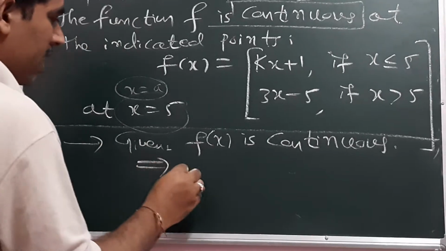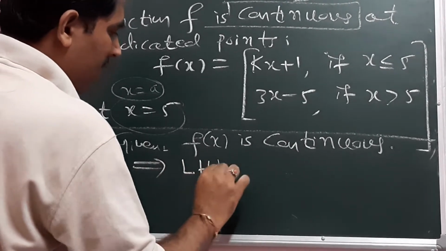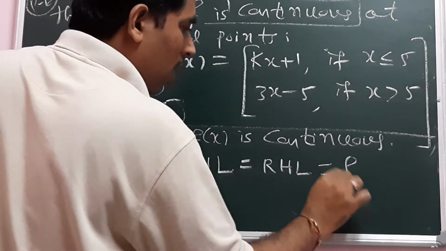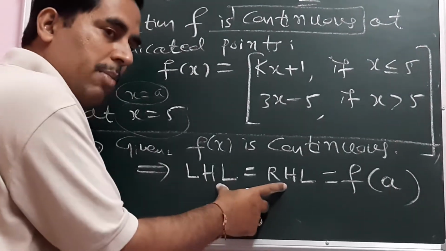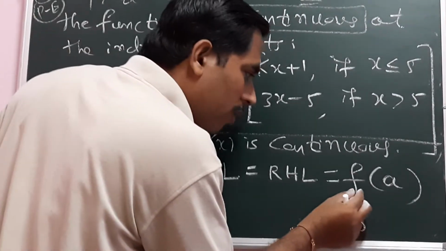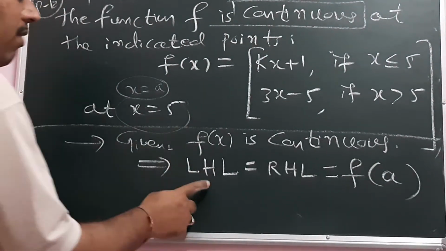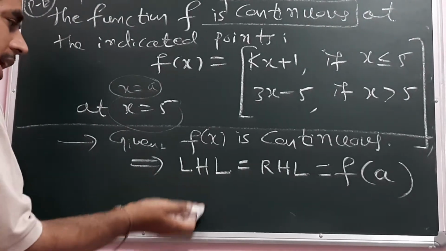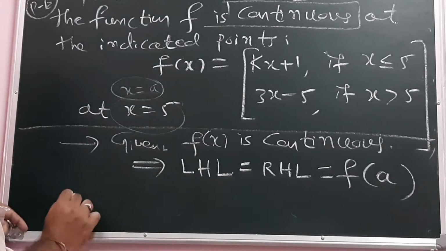So continuous means, what is the definition here? Continuous means, according to the definition of continuity, left hand limit is equal to right hand limit. That means the limit should exist and both should be equal to the value of the function at the given point. Okay, this you should remember here. Left hand limit is equal to right hand limit is equal to value of the function. So next we can find out the left hand limit and right hand limit, then equate both of them.